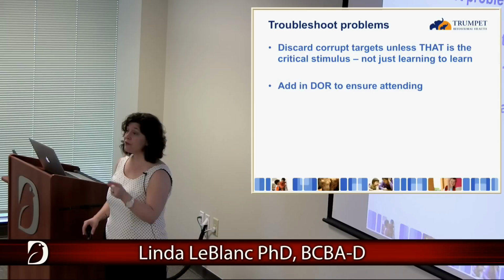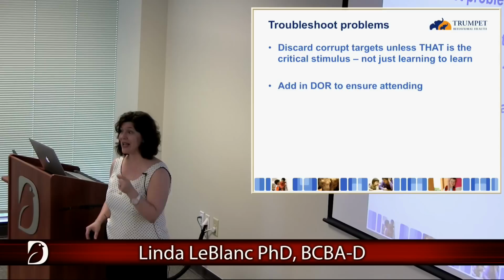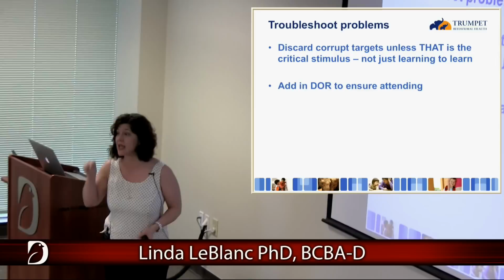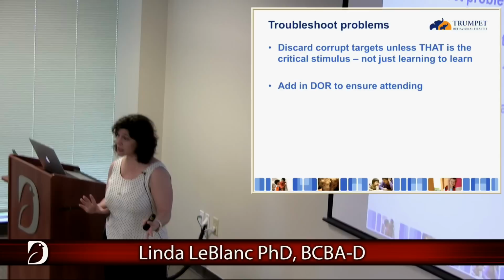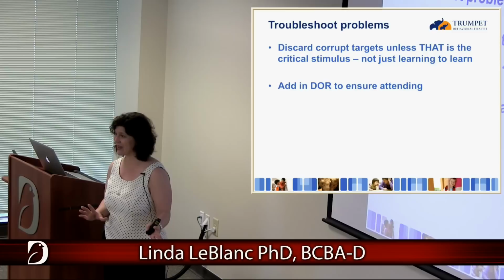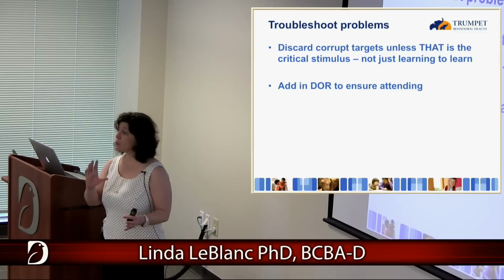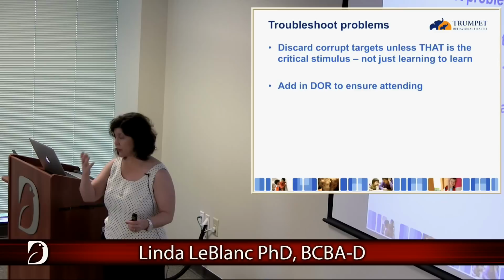If you didn't do it in the first place, add in a differential observing response. I say dog, you say dog, and then find it. You touch it, and then you scan it and touch it. Add in that differential observing response, because often faulty stimulus control got established because it became unnecessary for the learner to attend to the auditory stimuli or the comparison stimuli. So the differential observing response increases the likelihood that the learner is making sensory contact with the stimuli.